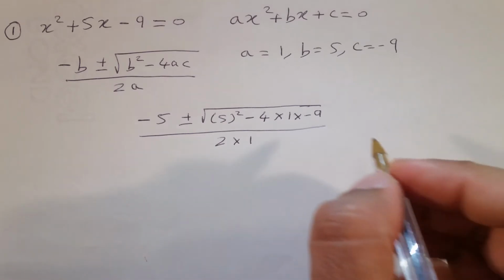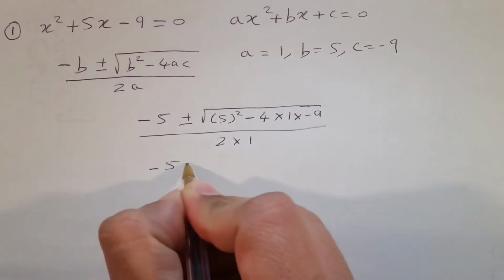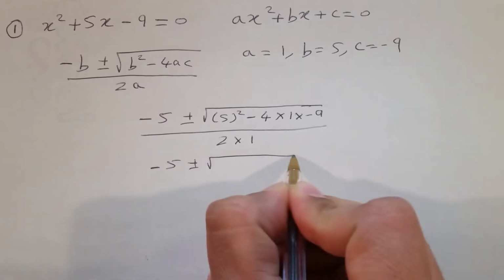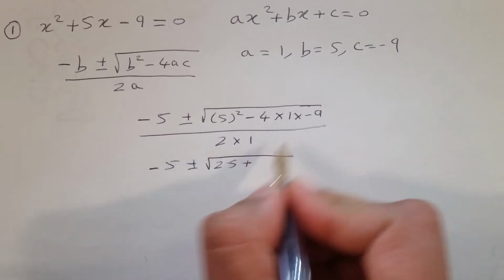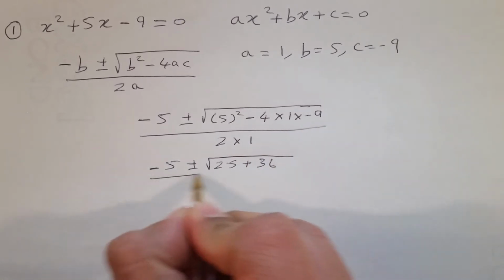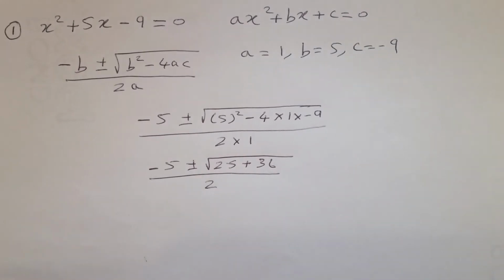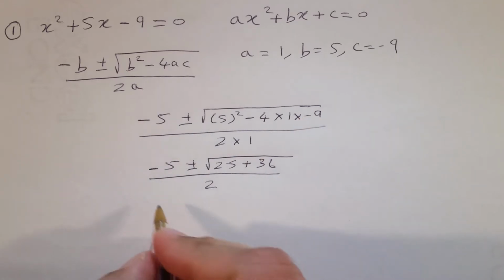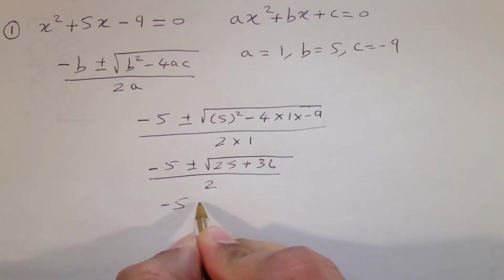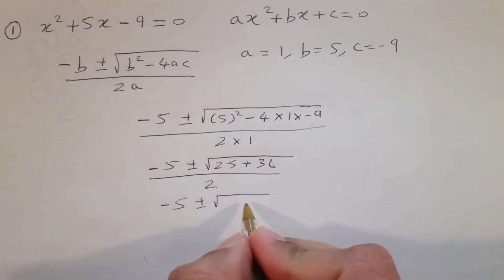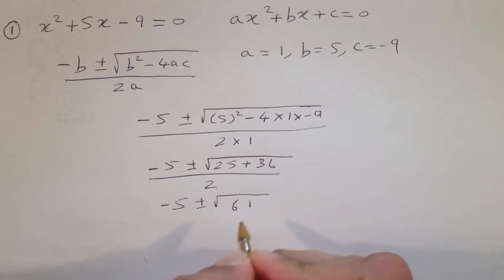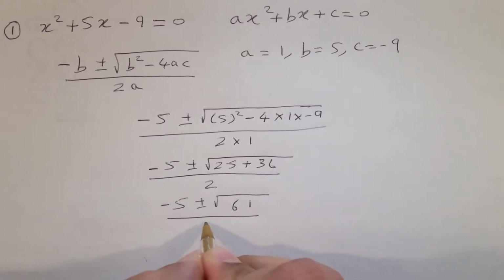So the next step will be minus 5 plus minus root, 5 squared is 25, minus times minus is plus, 9 times 4 is 36, times 1 is 36, whole over 2. If it's a calculator question, you can just put this exactly on the calculator, job done. Non-calculator, we carry on further. Minus 5 plus minus root 25 plus 36 is 61, whole over 2.